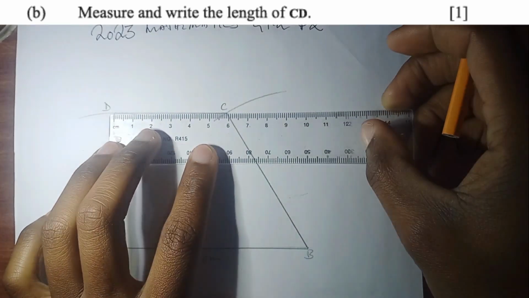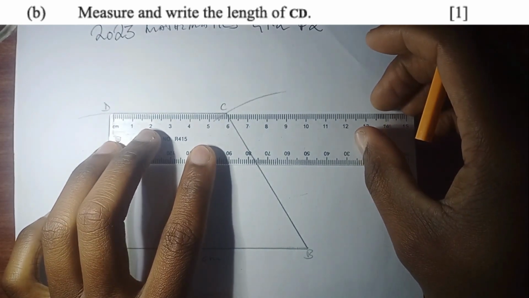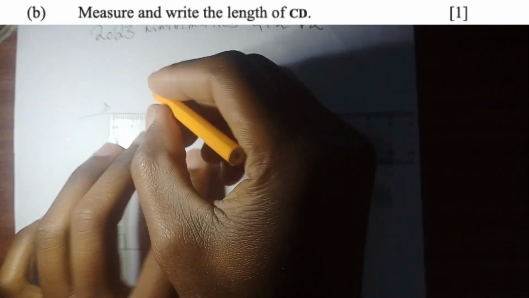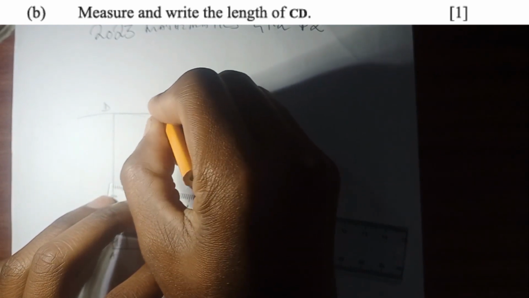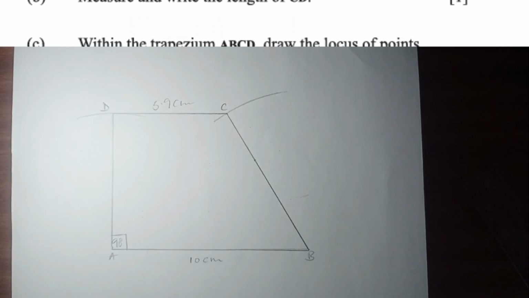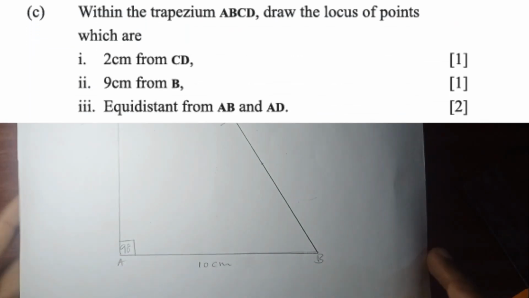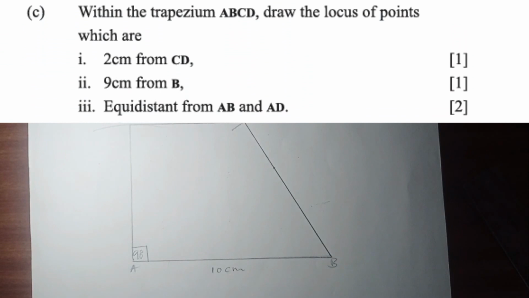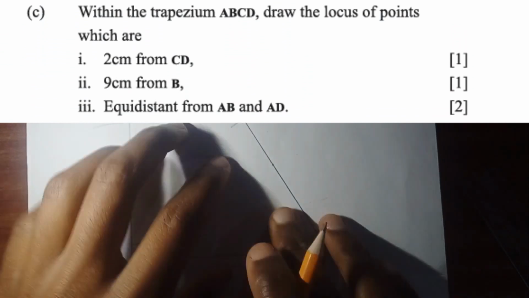As you can see, CD is somewhere for me 5.9. I'm just going to say 5.9 centimeters. Okay, so that is CD. We are done with that part of the question. Let us solve another part, C, which deals with locus of points.